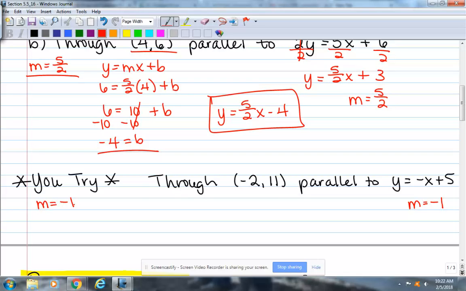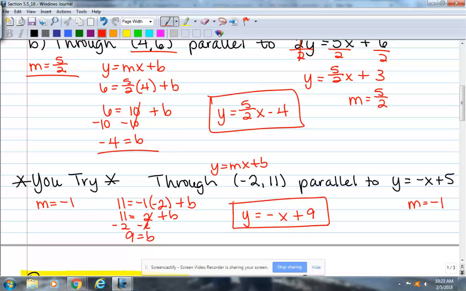Good. Okay, so y equals mx plus b. What goes in for y? 11. What goes in for m? -1. X. What's -1 times -2? 2. And then you subtracted 2, and what did you get for b? 9. So what's your equation? Y equals -1x plus 9. If I write negative x, is that the same thing as negative 1x? Yes. So if you got this or you got negative 1x plus 9, raise your hand. Any questions on how we do parallel line equations?